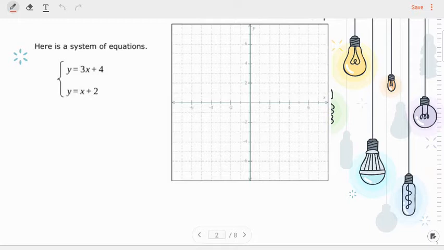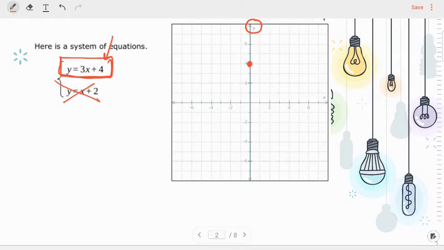In order to find my solution, I am going to find the y-intercept of my first line. So I'm going to focus line by line, just on this first one, and for now I'm going to ignore the second equation. What is my y-intercept for line number 1? Remember, the y-intercept is the number that's by itself. So 4 is my y-intercept. I'm going to go to the y-axis to the number 4 and plot my first point.